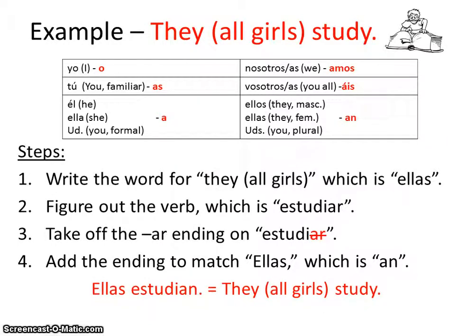The next example is they, meaning all girls, study. Step 1, write the word for they, all girls, which is ellas. 2, figure out the verb infinitive, which is estudiar, to study. 3, take off the AR ending on estudiar. And 4, add the ending to match ellas. And if you look at the chart, ellas goes with an. Ellas estudian means they, all girls, study.